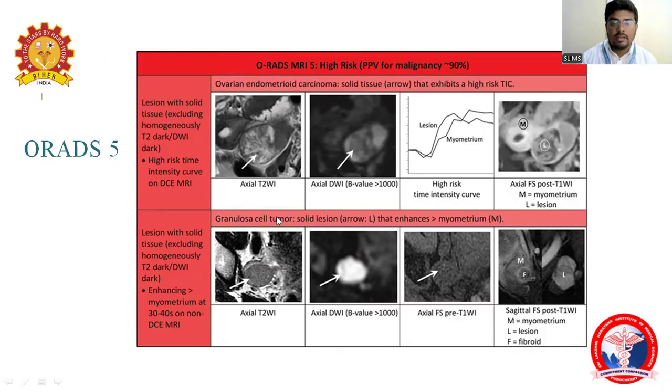And here is a case of an adult granulosa cell tumor, a solid lesion which appears intermediate signal intensity in the T2 weighted image, and in the corresponding ADC and DW images, the lesion appears hyperintense. And in the pre-contrast T1 fat sat images, the lesion appears hypointense, and in the post-contrast the lesion shows enhancement more than that of the outer myometrium. So a score of 5 is given.